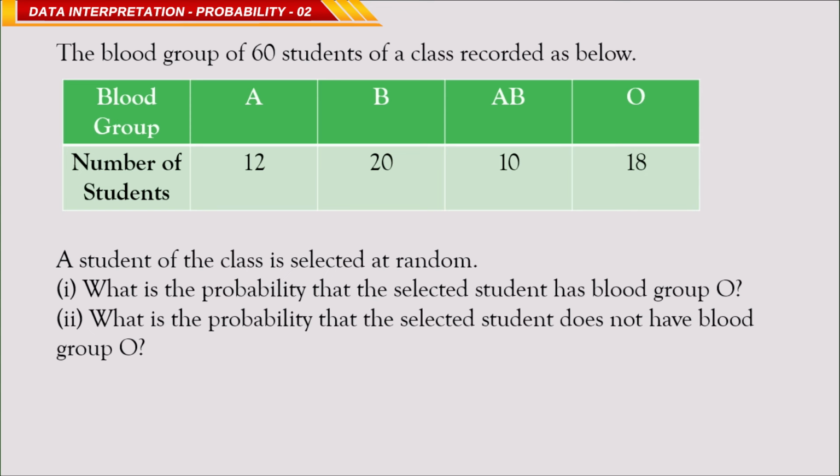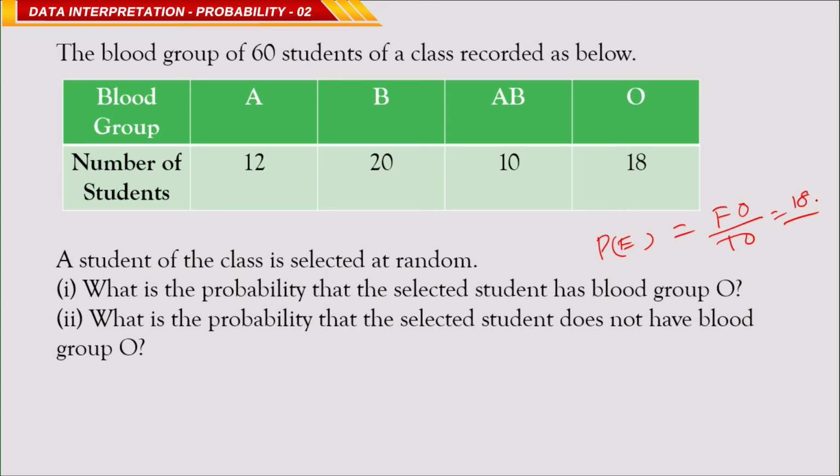Okay. So, just now I said the formula: P of E is simply the number of favorable outcomes by the total outcomes. When you select one student, that student should have O group blood. Means you have to select from the 18 students, because there are 18 students with O group. So, favorable outcomes is 18.